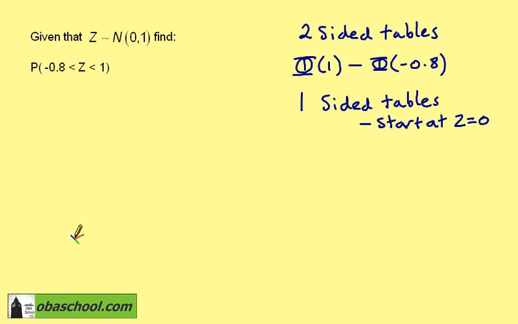Let's use a sketch to identify the area that we want. So we'll sketch the standard normal. Remember, the mean here is at 0. If we have 1 here and minus 0.8 here, the area we want is this area, and it's not a symmetric area, so we can't use the sort of trick we used in the last example.